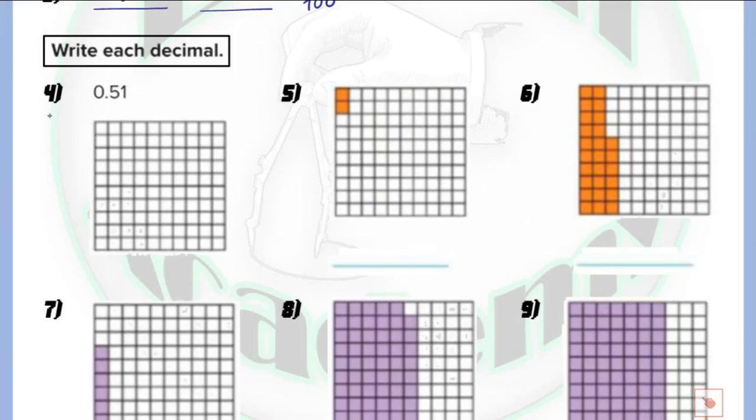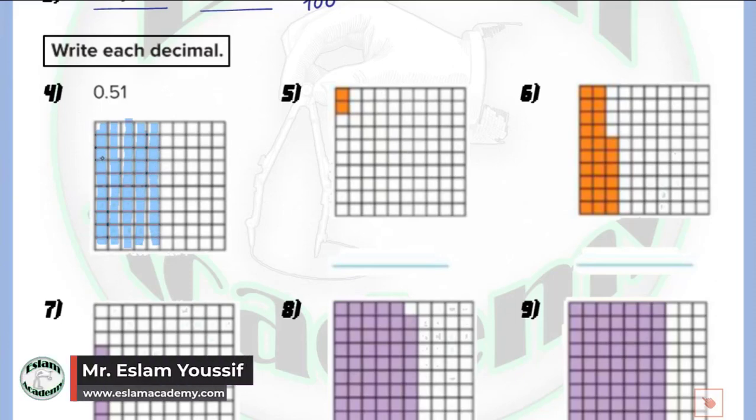In question number 4, we need to represent the decimal 0.51. As we said before, this shape we divide into 100 equal parts. Each column represents 10. So if I need to represent 0.51, I will shade 5 columns. Those 5 columns represent the 50. And because we need 51, I will just shade one small square.